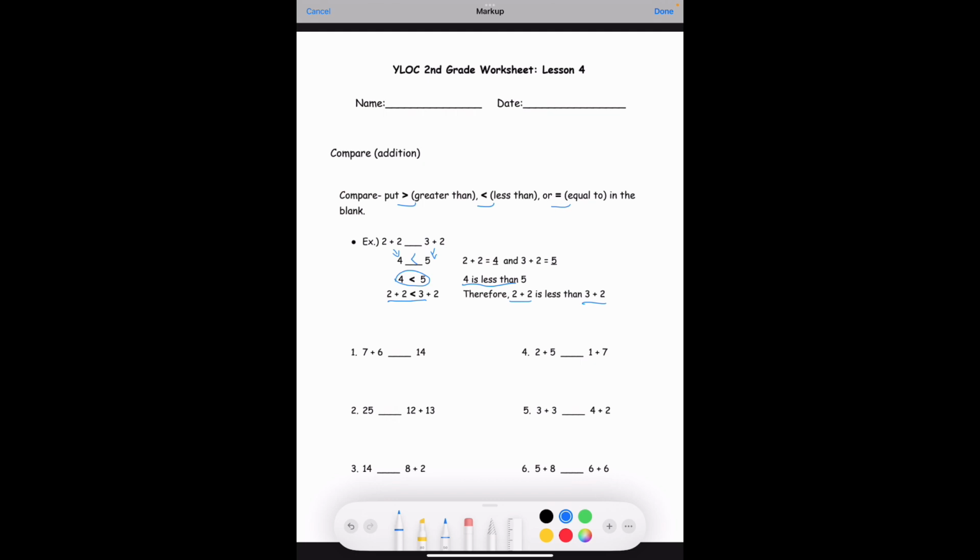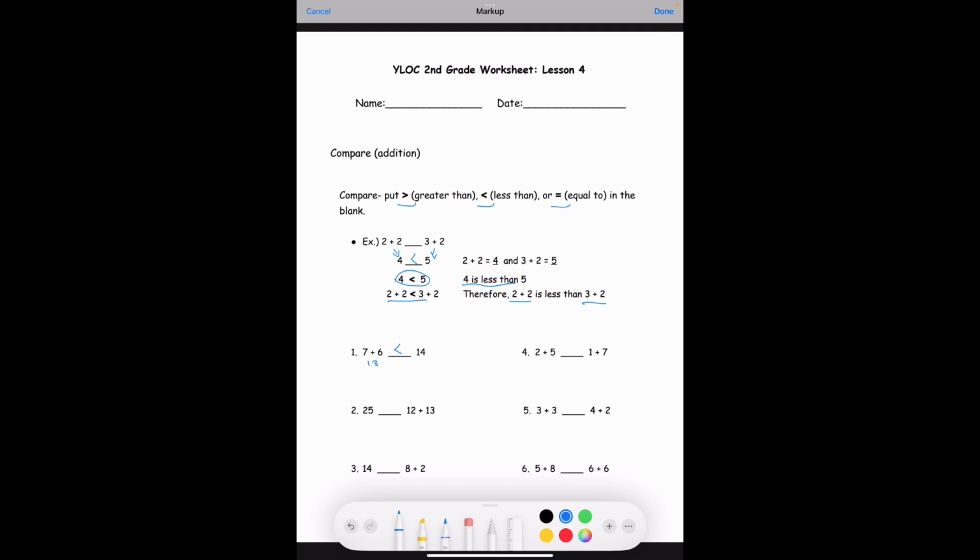Let's look at number 1. 7 plus 6, blank, and 14. Well, on the right side, we already have the number 14, so let's add up 7 plus 6, which is 13. Which is greater, 13 or 14? 14 is the greater number, so we are going to draw the symbol opening towards 14, and that shows that 14 is the bigger number. Let's try number 2.